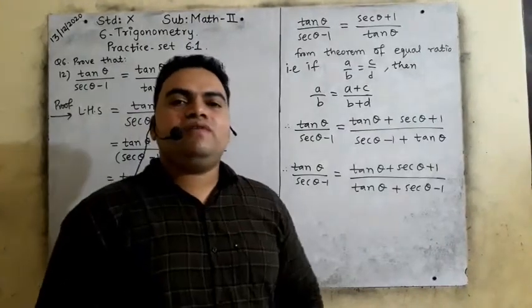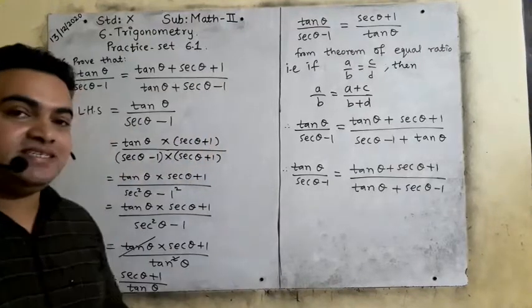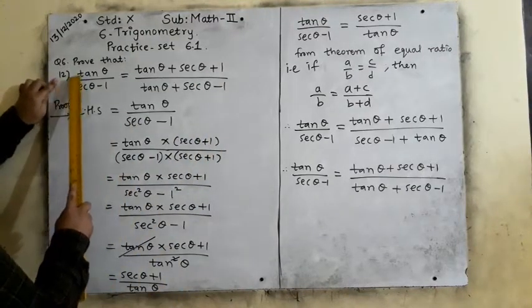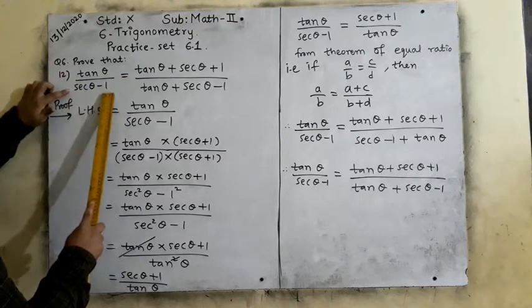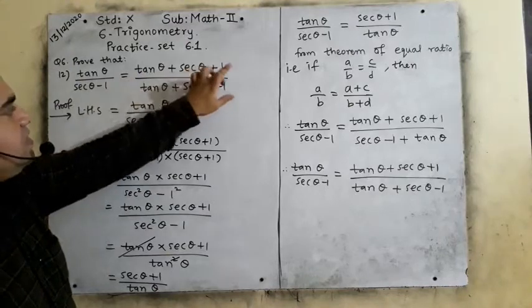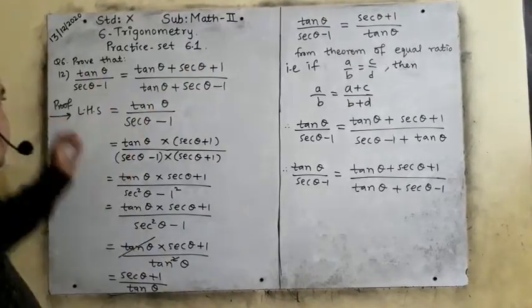So dear students, now we will see the last question of question number 6. Prove that. Please pay attention. This is different from all of that. So please look at the board. This is the 12th one. Tan theta upon sec theta minus 1, left hand side is equal to tan theta plus sec theta plus 1 upon tan theta plus sec theta minus 1. So what is given in the question?